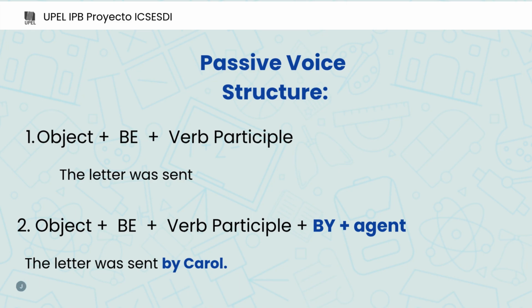Option number two. In option number two, you have the same structure, but at the end, you add by plus agent. This is for those cases in which you know who the agent of the sentence is. For example, the letter was sent by Carol. So at the end, I say who sent the letter. In this case, by Carol.